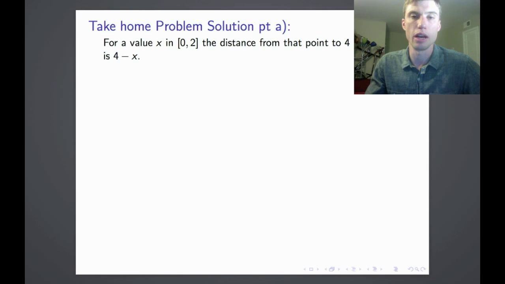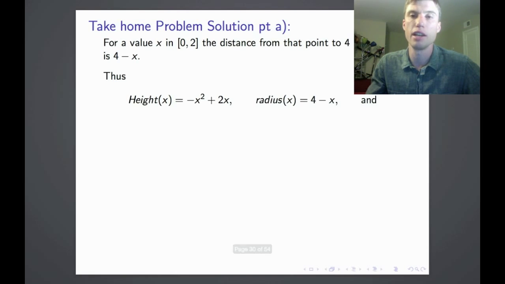Alright, so now we have the height and we need to figure out the radius. So we have a point x, and this is in the interval from 0 to 2. And we want to find what is the distance to the point 4. So this distance is going to be exactly 4 minus x. Thus we have our height, we have our radius, and we can find the volume by integrating 0 to 2, 4 minus x times negative x squared plus 2x dx times 2 pi.